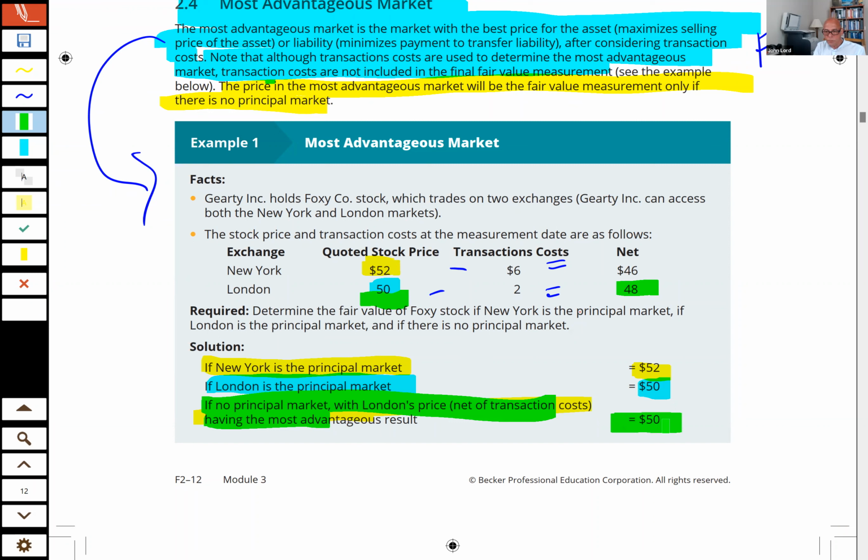Question? Most advantageous when there is no principal market. To figure out what the most advantageous is, you consider the transaction cost. When you report it, you don't net out the transaction cost.